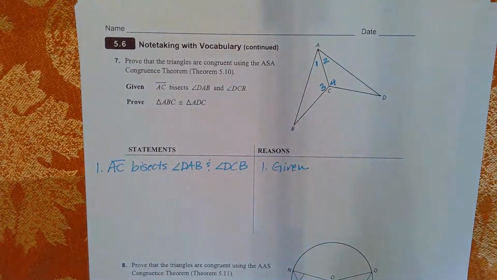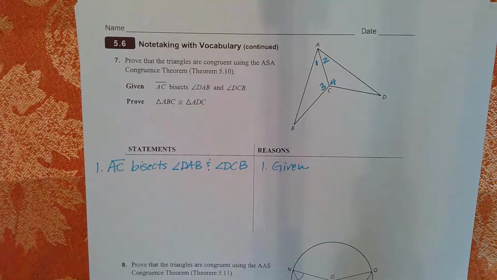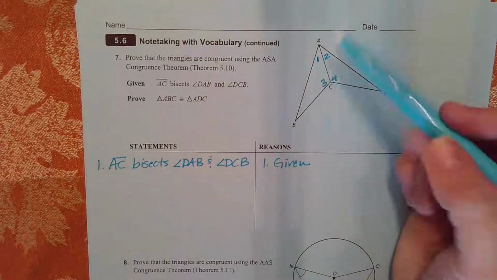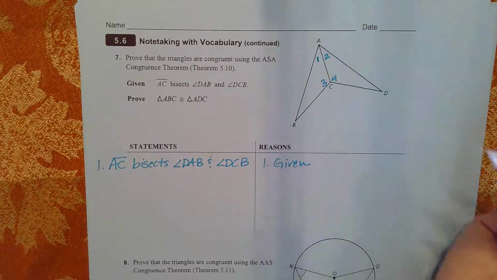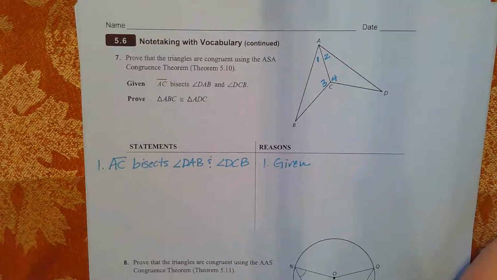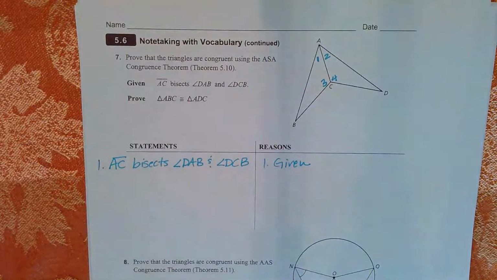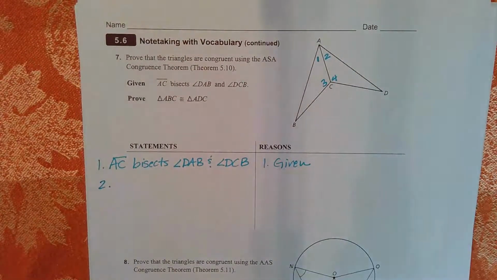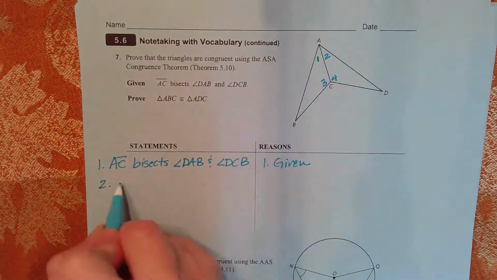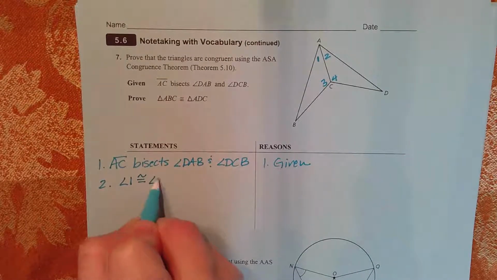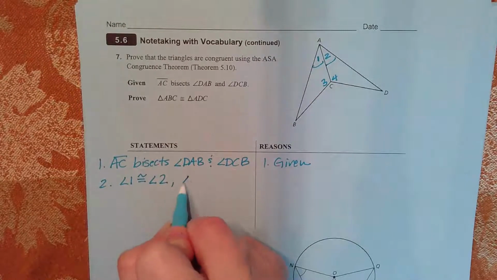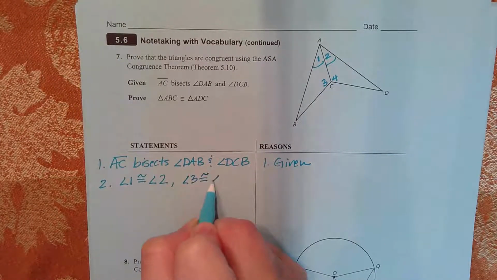I like to use numbers when I label them, just because it's easier for me to keep track. But again, you can use the three letters. Instead of calling it angle 1, you can call it angle BAC. It doesn't really matter to me. I'm going to use numbers. Because this was my given, I know that if I'm given an angle bisector, sets of angles are congruent. So I'm going to say angle 1 is congruent to angle 2, and angle 3 is congruent to angle 4.